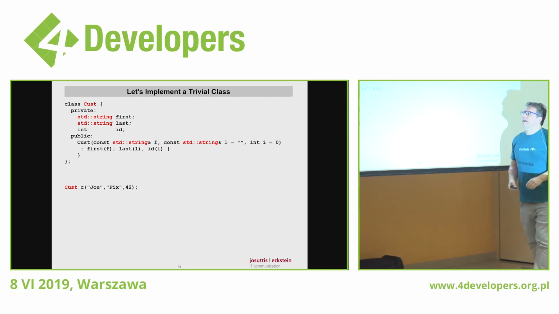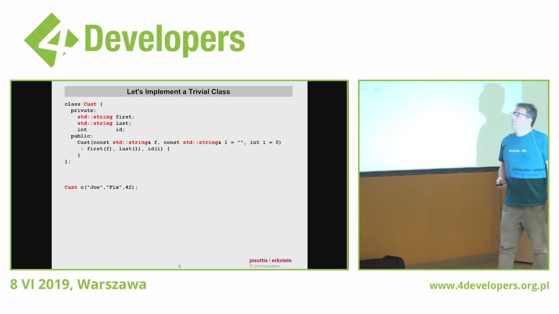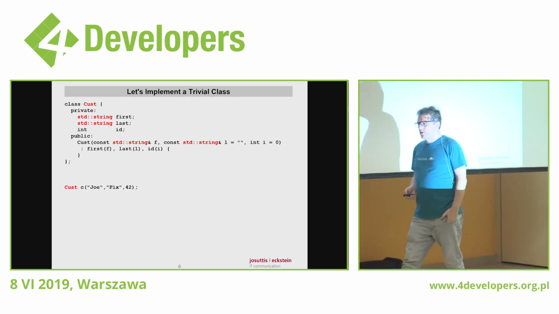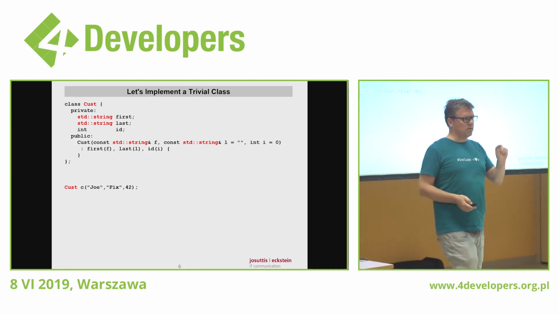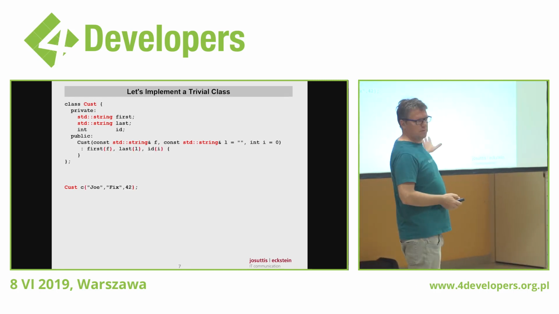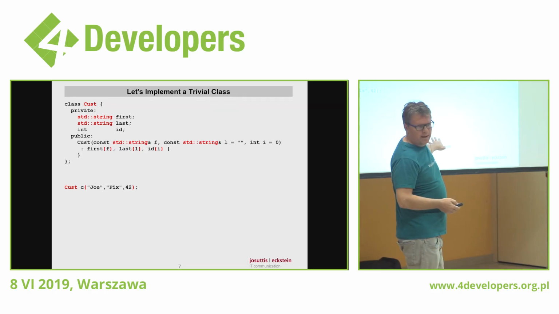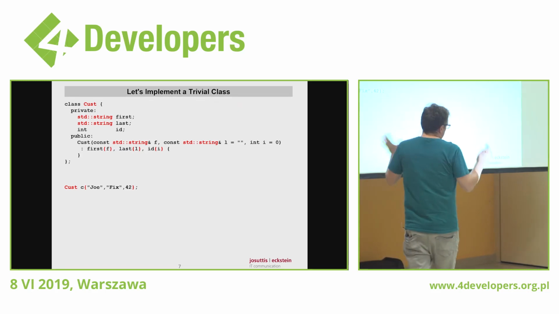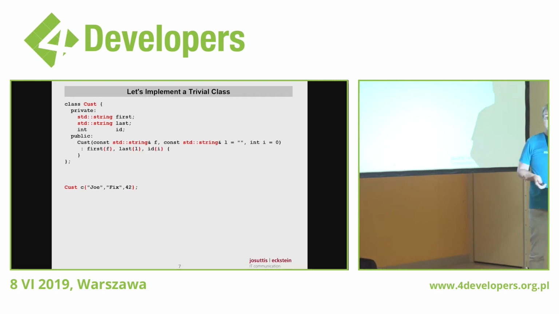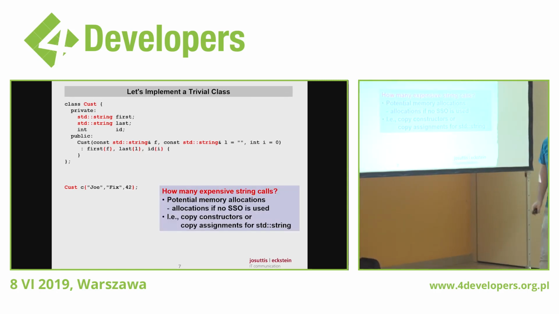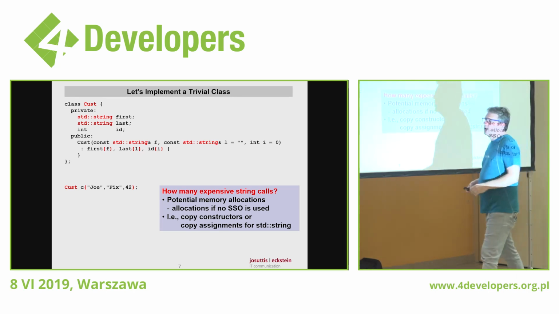So let's create a customer initialized with Joe, Fix, and 42, and now you want to complain and say, hey, this guy wants to use curly braces. Yes, of course, we switch to curly braces now. That's the modern way we use. But it doesn't matter for the details here. It's just syntactic sugar. So how many expensive string calls do we have here?